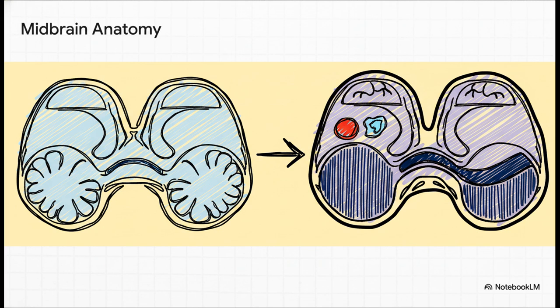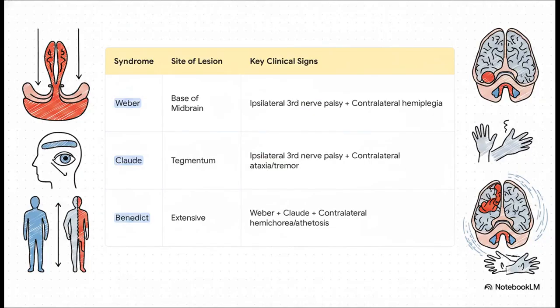And separating the tegmentum from the crus cerebri is the substantia nigra. Now that we've got that map in our heads, we're ready to look at the syndromes. This table lays out the classic ventral syndromes. First up is Weber syndrome.